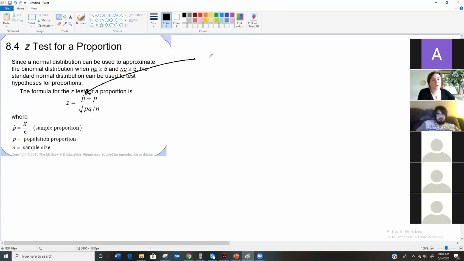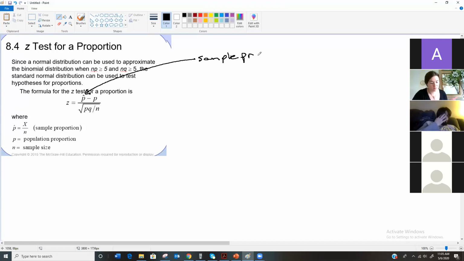What's the p hat? Is it sample proportion? You got it. Yeah, it's the sample proportion. Okay, versus the regular p is the population proportion, right? Okay, so that's the population proportion.